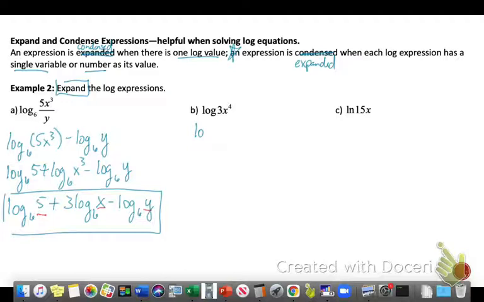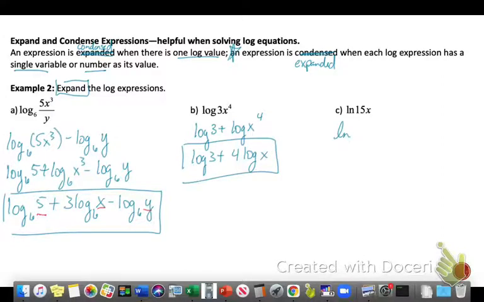So let's look at B. I notice that my value is multiplied, 3 times x to the 4th. So I can rewrite that using my product property as log 3 plus log x to the 4th. Remember, this is a common log. This is base 10. My second logarithm can be expanded further by taking that power of 4 and pulling it out as a multiplier. And so now I am expanded completely because I have log of 3 plus 4 log of x. So each log expression is a single number or variable.